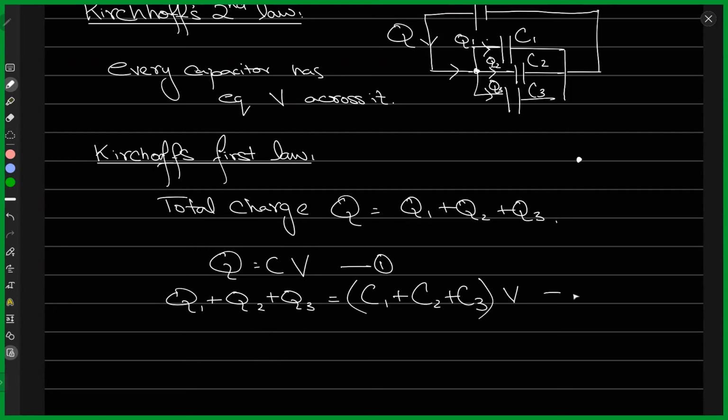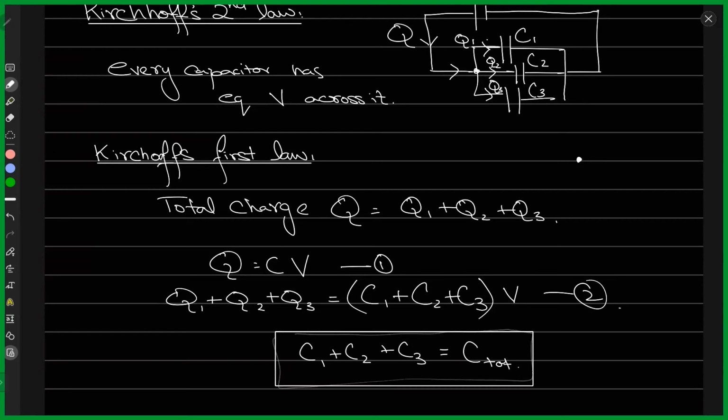So I'll write it as first and second. Comparing the second equation with the first equation, you can equate them, and the V, which would be common on both sides, would cancel out, and it would give you C1 plus C2 plus C3 as the total capacitance of capacitors placed in parallel. So that's how you can work out the total capacitance in the parallel arrangement.